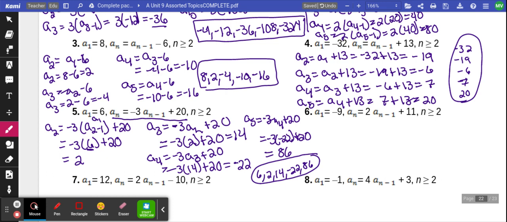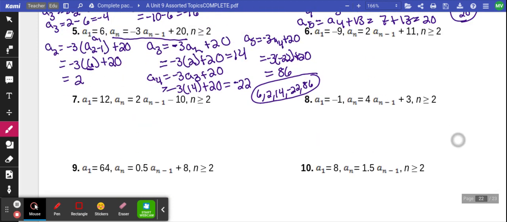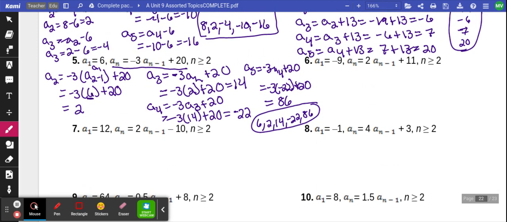Then a sub 4 is negative 3 times a sub 3, which is 14. So it's negative 3 times 14 plus 20, negative 22. So that gave me 6, 2, 14, negative 22, and 86. So I want you to pause, and I want you to do 6, 7, and 8, and come back and check.